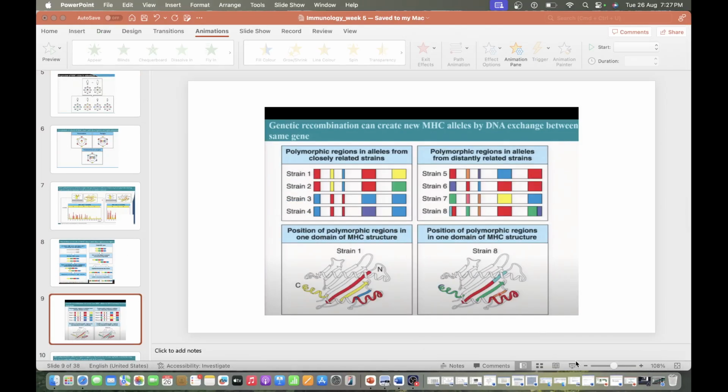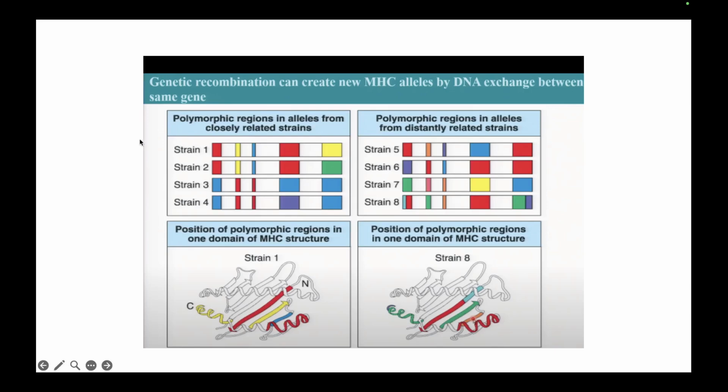Here, with the gene structure, the white regions are the conserved regions and these two regions are the variable regions, but these are closely related strains, so they are kind of identical to each other. However, here the two strains show alleles which are distantly related, and there is a lot of polymorphism being observed.